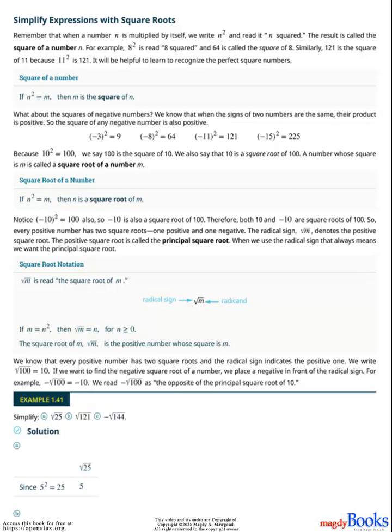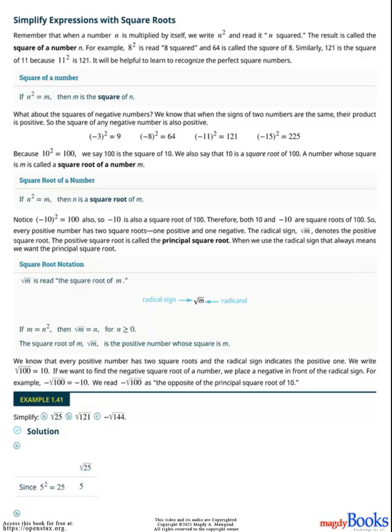Because 10 squared equals 100, we say 100 is the square of 10. We also say that 10 is a square root of 100. A number whose square is m is called a square root of a number m. B. Square root of a number. If n squared equals m, then n is a square root of m.